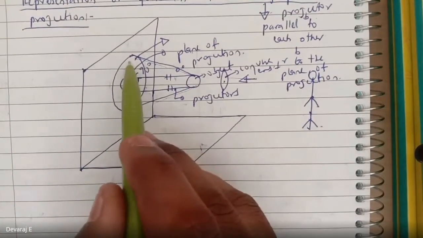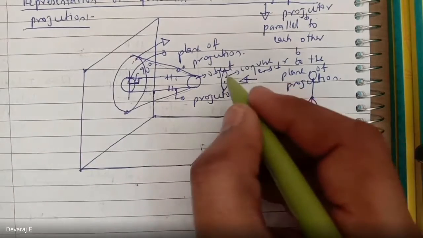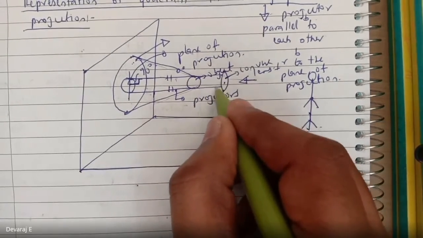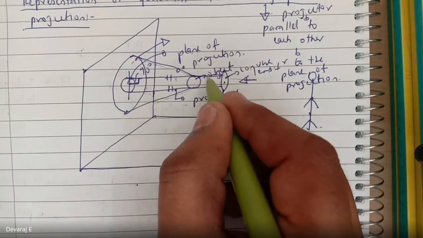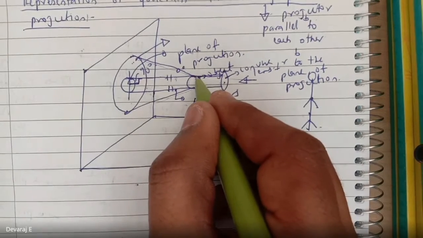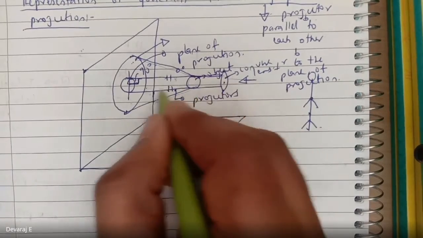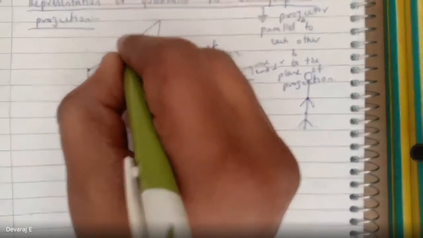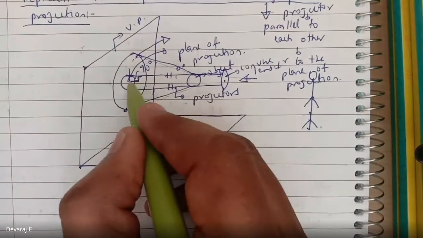To convert from perspective to orthographic, we should keep the convex lens. The light which is falling on a convex lens will be made straight like this. The light will be parallel to each other, and then the light will fall on the object. Then you can see the projectors coming from the object will be parallel to each other when they fall on the vertical plane and horizontal plane. This is very important. You will get them perpendicular to each other.